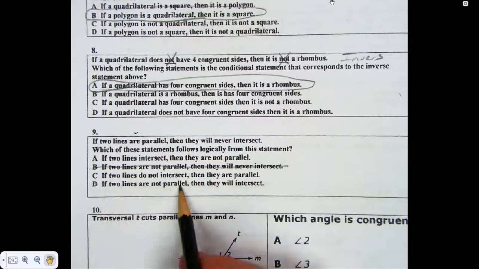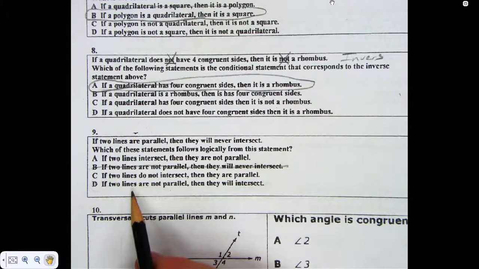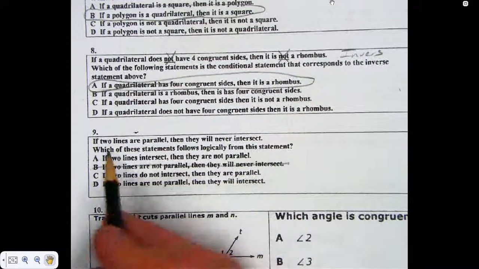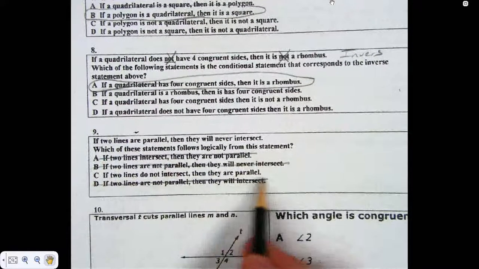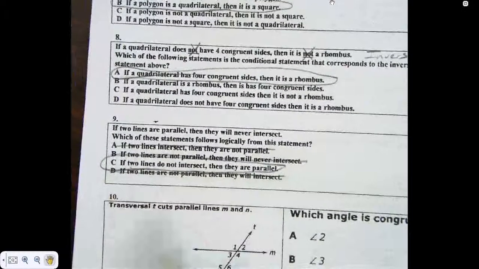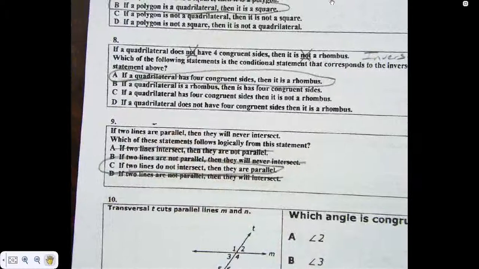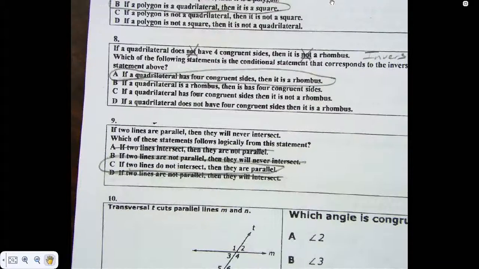If two lines are not parallel, then they will intersect. This one's confusing. I think it's C. For real. This is the only one that deals with the exact things you're dealing with here. Only one. Okay.